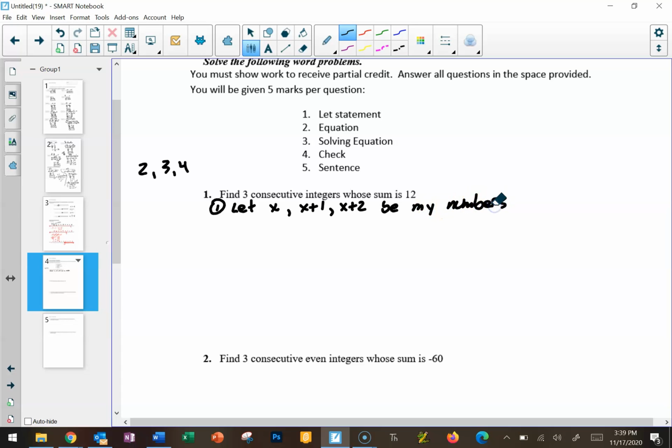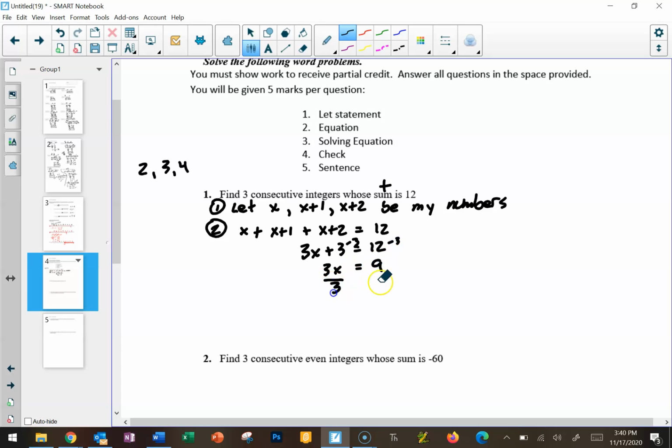Why did I do x plus 1 and x plus 2? Well, if they're consecutive integers, if you add 1, you're going to get the next one. And then if you add another 1, you're going to get the third one, right? So 2 plus 1 is going to be 3, and then 2 plus 2 is going to be 4. So that's why I have the plus 1 and plus 2. So there's my let statement. Now you draw your equation, okay? And it says the sum, so that's addition, is 12. So the sum of these numbers, which is going to be x plus x plus 1 plus x plus 2, that's the addition of all 3 of these, needs to be 12. So now we just solve it. x plus x plus x is 3x. 1 plus 2 is 3, equals 12. 3x, let's bring the 3 to the other side.